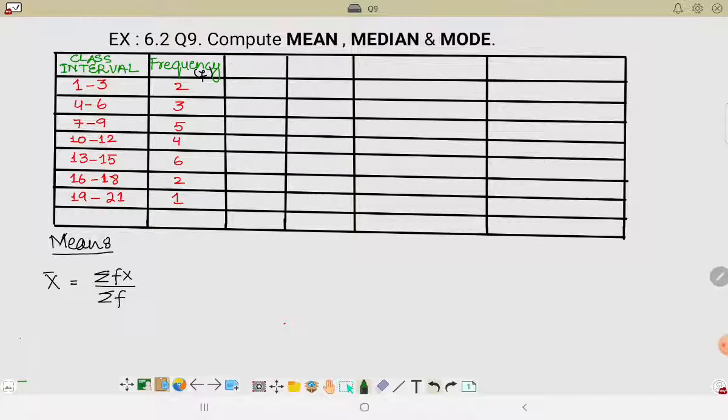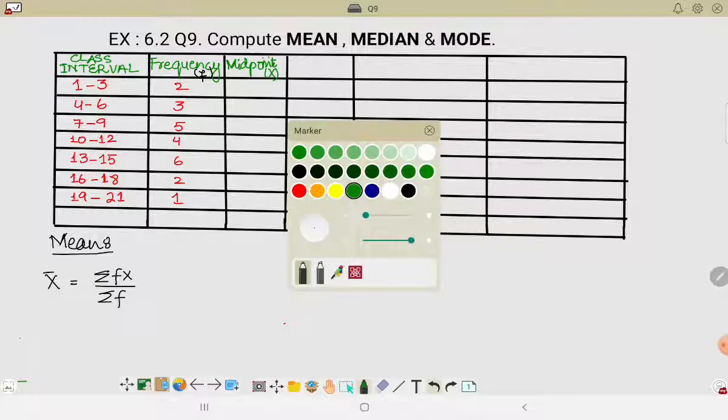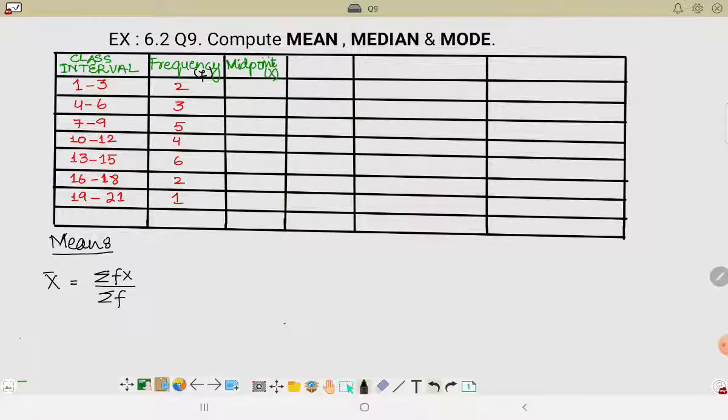so we are going to write down the midpoints now. How you find the midpoints, we have to use the notation x, right? How you are going to find out the midpoint? Lower class limit plus upper class limit divided by 2. Here the lower class limit is 1, the upper class limit is 3, that is going to be divided by 2, so it comes out to be 2. So in other words, you have to find out the midpoints of these class limits.